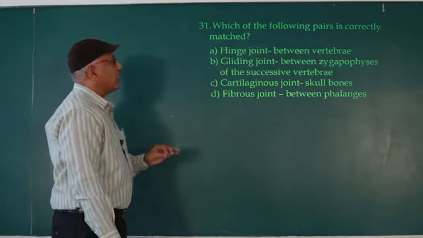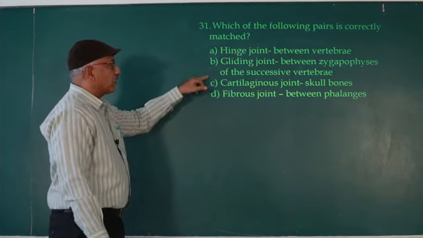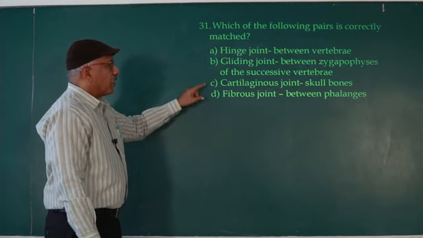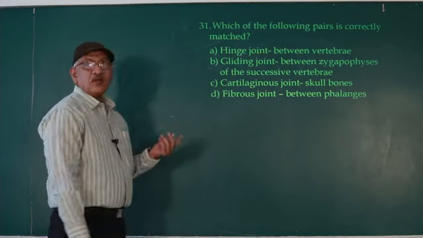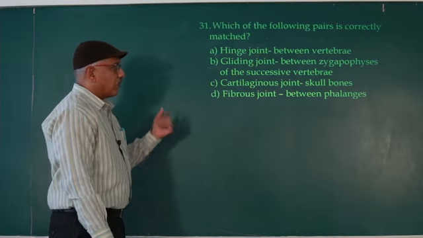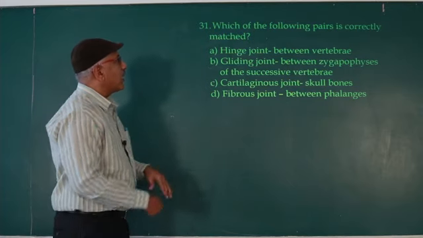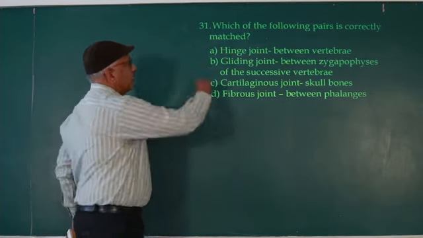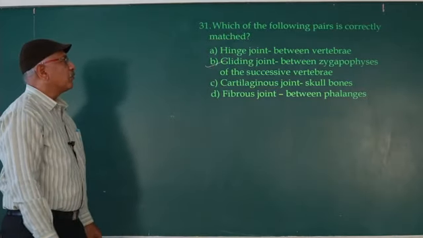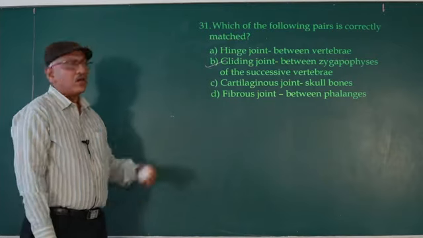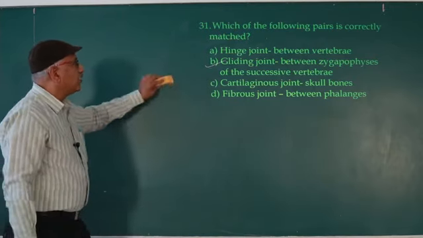Next question is, which of the following pairs is correctly matched? Hinge joint between vertebrae, gliding joint between zygapophysis of the successive vertebrae, cartilaginous joint, skull bone. Skull bone is a fibrous joint. Cartilaginous joint, wrong. Fibrous joint between phalanges, wrong. Gliding joint between zygapophysis of successive vertebrae is correct. That's why we can bend forward, backward, and sideways. Gliding joint is also known as planar joint.